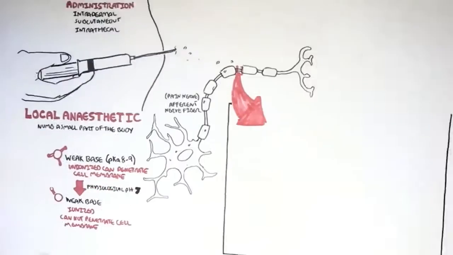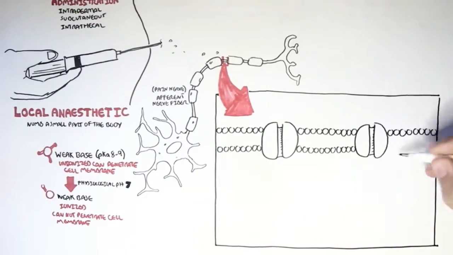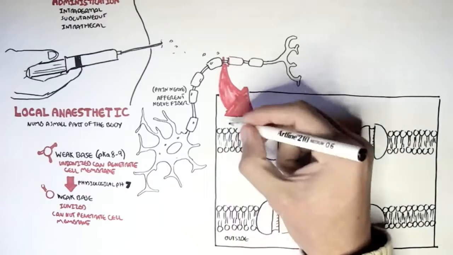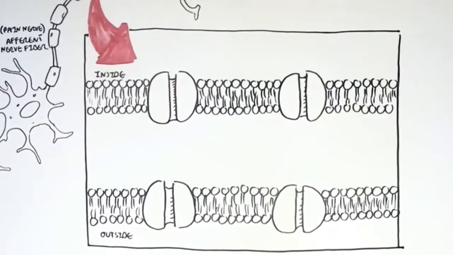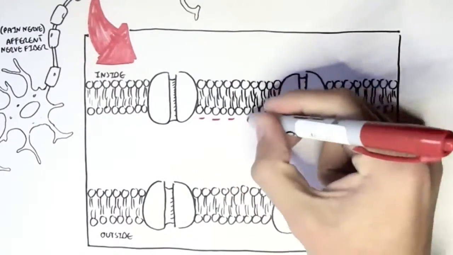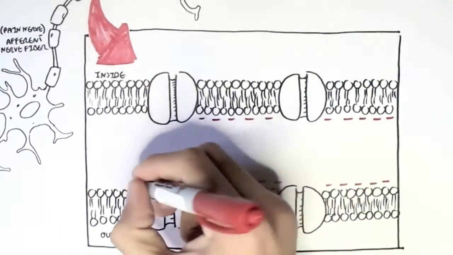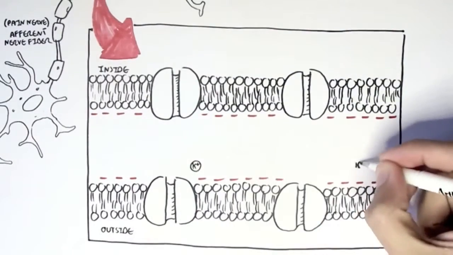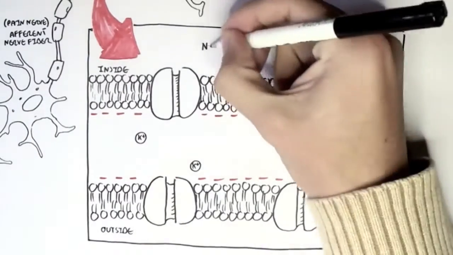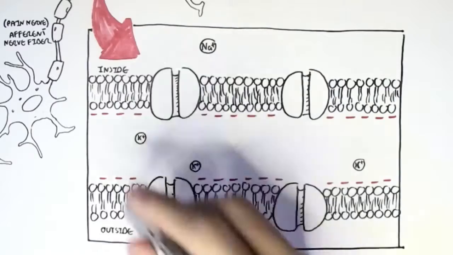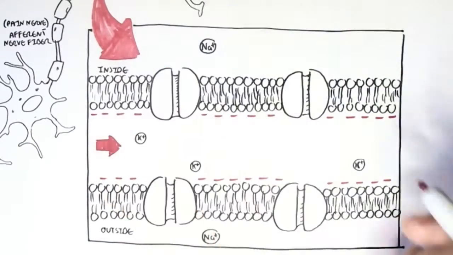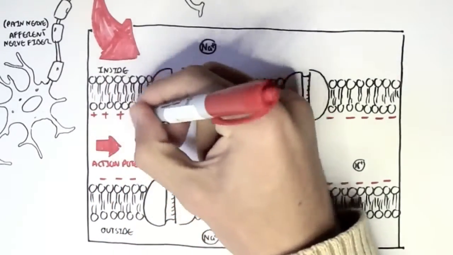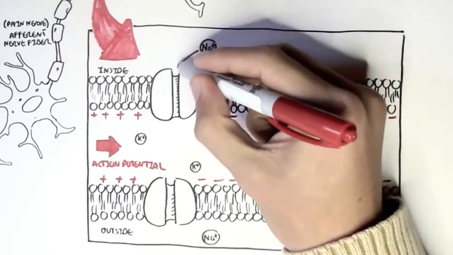Here is the cell membrane of the neuron with channels. Here is the outside of the neuron, and here is the inside. I hope you understand that. In the inside of the neuron, it's more negatively charged with respect to the outside. In the inside, we have more potassium ions, and in the outside, we have more sodium ions. When an action potential or impulse travels along the neuron, the inside will become more positive, like so, because of the influx of sodium ions from the outside to the inside.